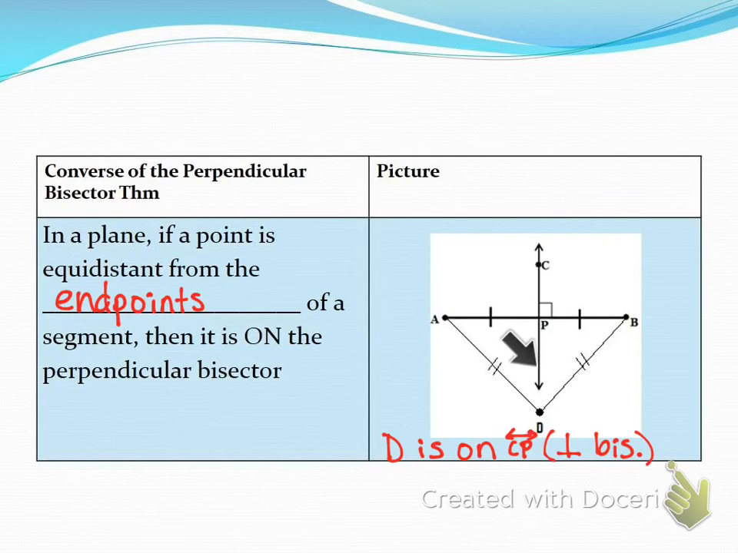So we would know for sure, even though it looks like it, we know for sure that point D would still be on this line. That's the perpendicular bisector because it was equidistant from those endpoints. Questions about the converse of the perpendicular bisector theorem?